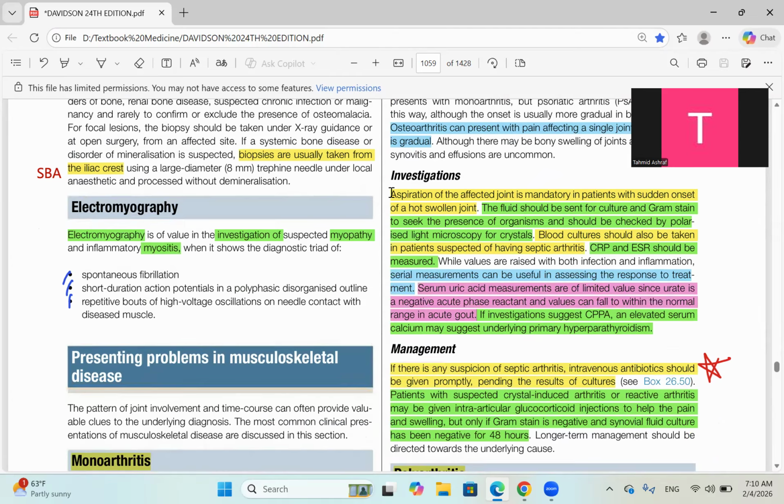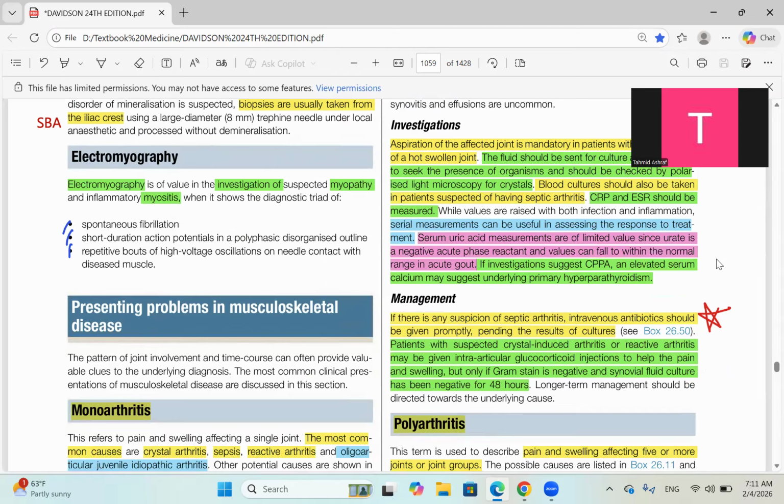Investigation. The first line, very important to remember: aspiration of the affected joint is mandatory in patients with sudden onset of a hot swollen joint. So if you find a sudden onset of a hot swollen joint, aspiration of the joint fluid is mandatory. We have to keep that in mind. The fluid should be sent for culture and gram stain to seek the presence of organisms and should be checked by polarized light microscopy for crystals.